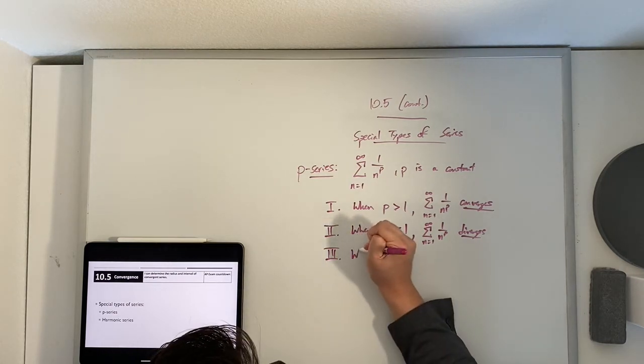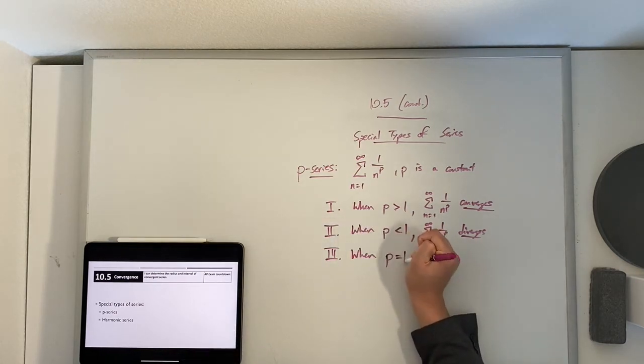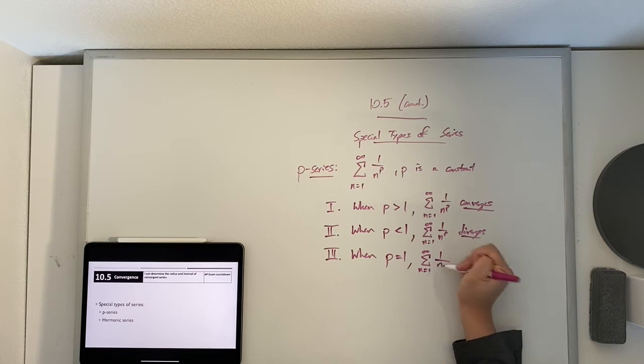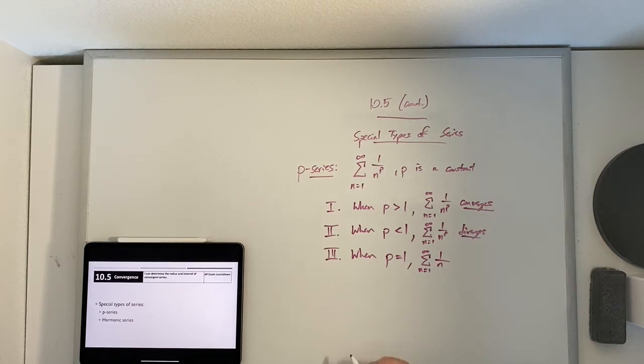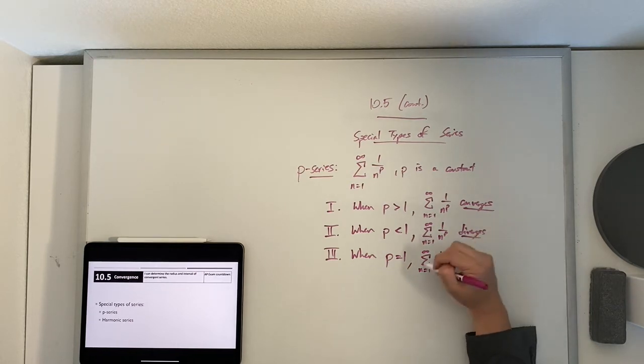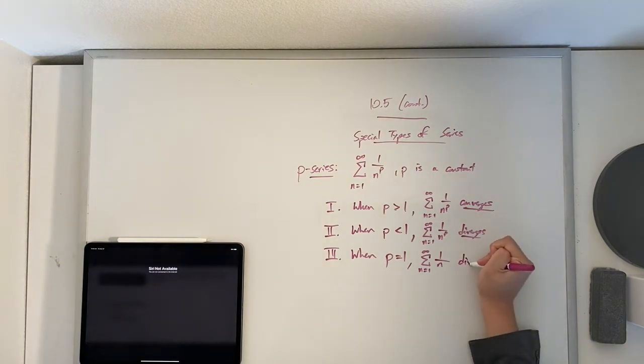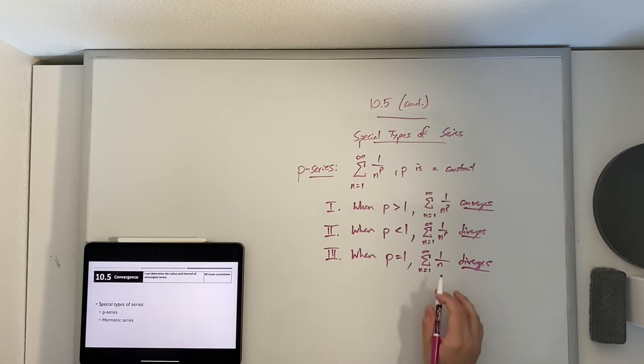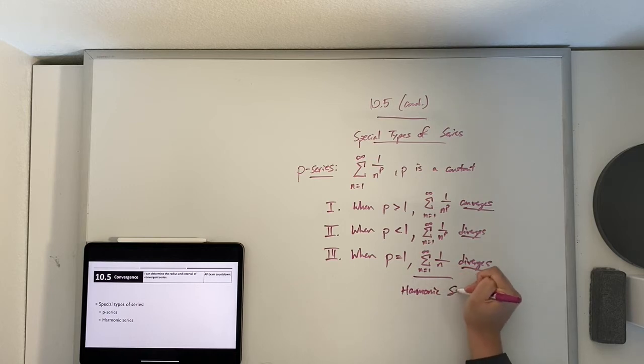And the very last case we have, what happens when p equals 1? Well, in that case, we just have the series 1 over n. And this series diverges. And this particular series right here has a very special name. It is known as the harmonic series. Okay, so harmonic, that's kind of a music term.